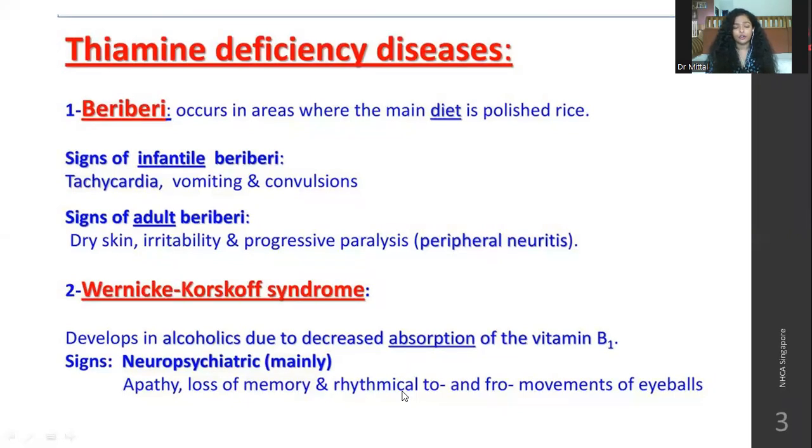So apathy, very rude, not at all considerate about others' feelings or others' well-being, loss of memory and rhythmic to and fro movements of the eyeballs. These are the signs and symptoms of Wernicke-Korsakoff syndrome.